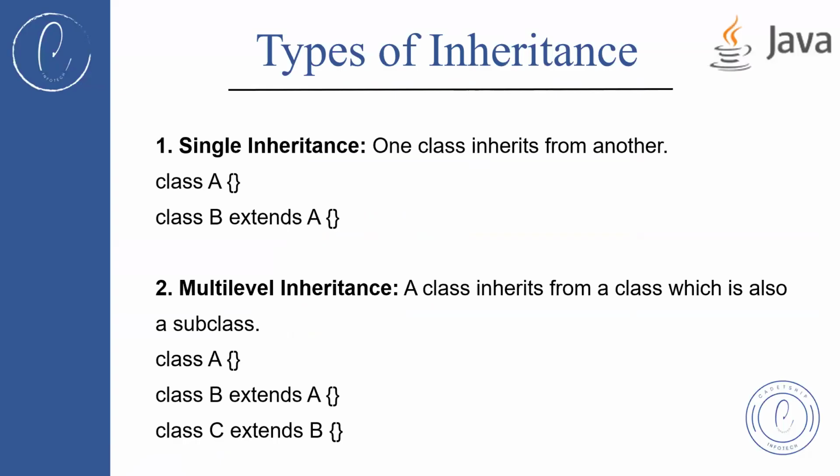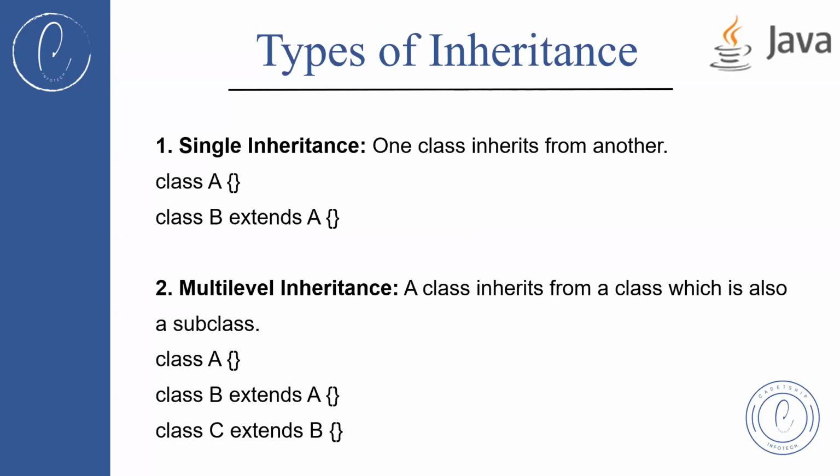Now we are going to see the types of inheritance. So what are the types of inheritance? So first we have single inheritance. In single inheritance, one class inherits from another. So here a simple relationship is established where one class is directly inheriting from another. As we saw in our example, we created a class Parent and then we created a class Child, which was extending class Parent. As you can see here we have a class A and a class B is extending from class A. So this is a very simple type of inheritance.